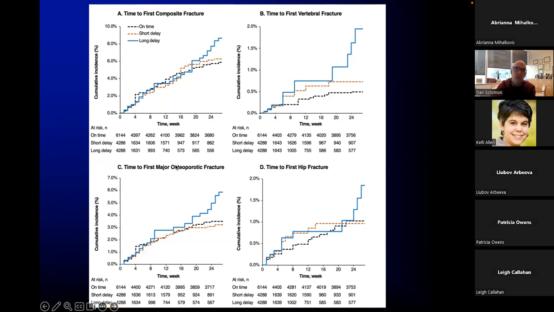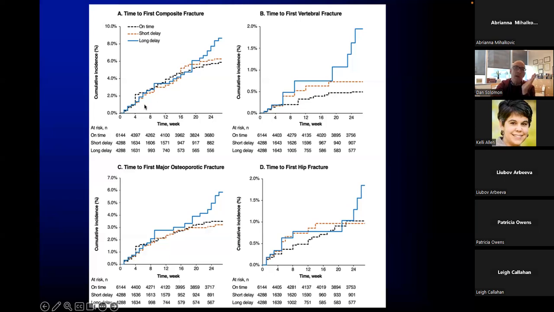It's kind of interesting to see the time course, that it takes time. Over time you see that there's a divergence of the curves. It's out to 20 weeks. So you can kind of think that a lot of the people that had delay were really long delays, and you start to see the divergence in the curves out there.